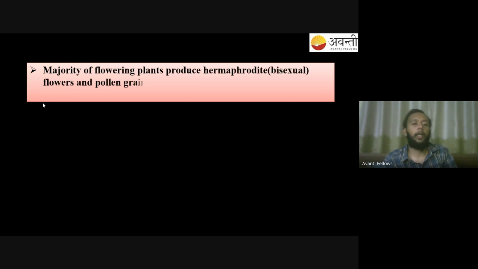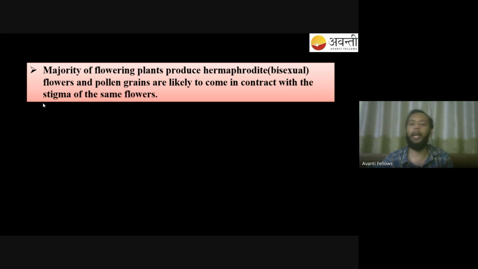Now, the majority of flowering plants produce hermaphrodite flowers. That means the majority of flowering plants are bisexual, so a single flower will have male and female reproductive parts. Every now and then the anther will come out and release the pollen grains, and the pollen grain will come and sit on the stigma of the same flower. Now, what does that lead to? That leads to more often autogamy.